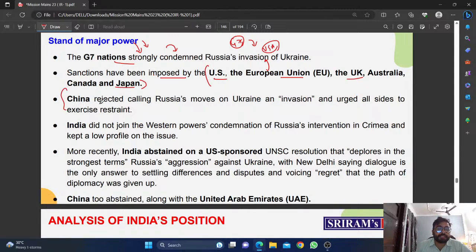Then China has rejected the calling of Russia's move on Ukraine as an invasion and urged the sides to exercise restraint. So China acted as a mediator. Then India did not join the Western powers. India played a neutral role.